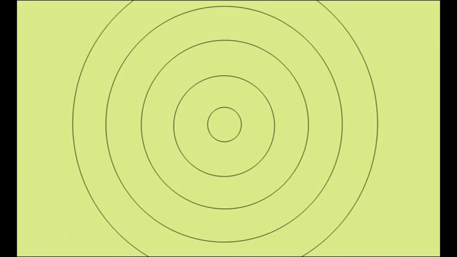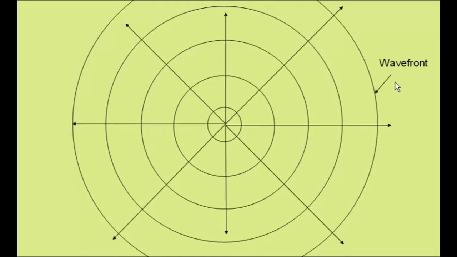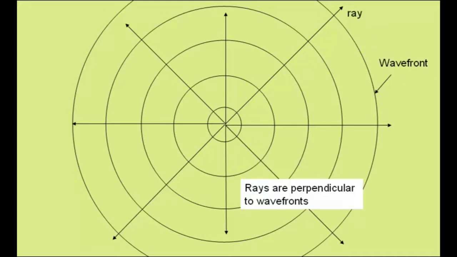Here we've got circular waves, for instance the ripples on the surface of a pond, or in 3 dimensions this could represent the waves travelling out from a light bulb. So the lines shown are wavefronts. Alternatively, we could do arrows like this, which would be rays. Rays are always perpendicular to the wavefronts.